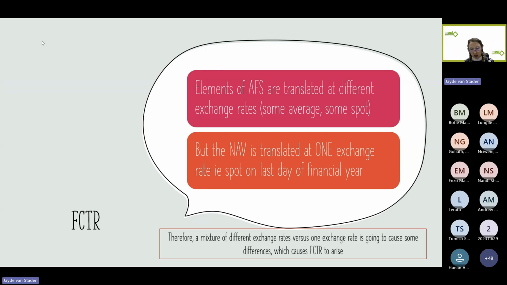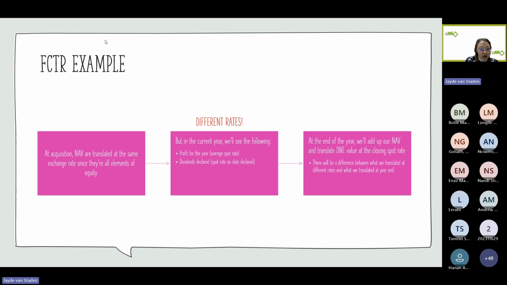There's going to be a mismatch, okay? So the mixture of different exchange rates versus one exchange rate is obviously going to cause differences, which causes our FCTR. Okay, so as an example, at acquisition, our net asset value are all translated at the same exchange rate because they're all elements of equity. So we use the transaction date. That's what the standard tells us. But in the current year, we've got profits, we've got dividends, and they get translated using different exchange rates.